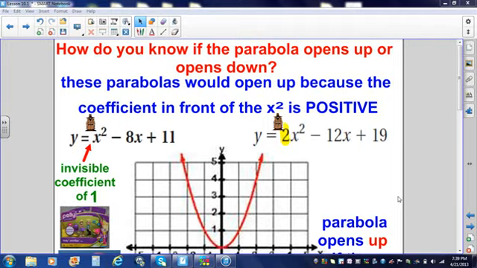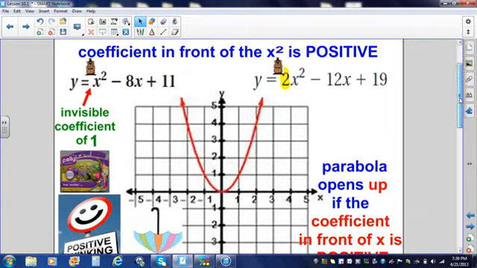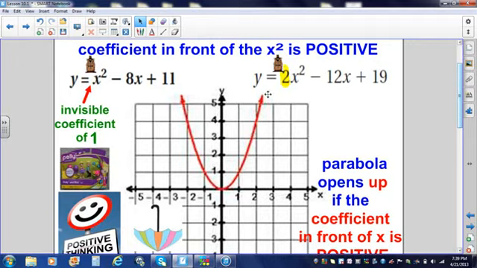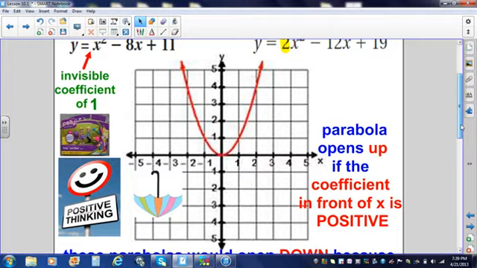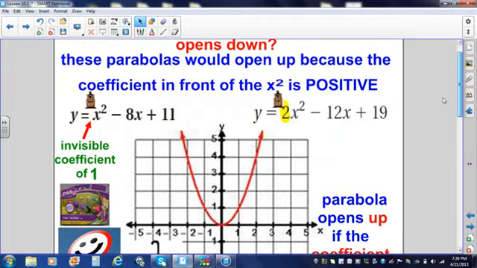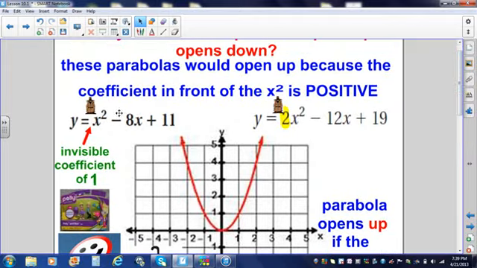Woo-hoo! The question becomes, how do you know if the parabola opens up or if the parabola opens down? Well, this parabola is going to be opening up, and here's how we know. Simple. Take a look at this example. We have y equals x squared minus 8x plus 11. We have an invisible coefficient of 1.